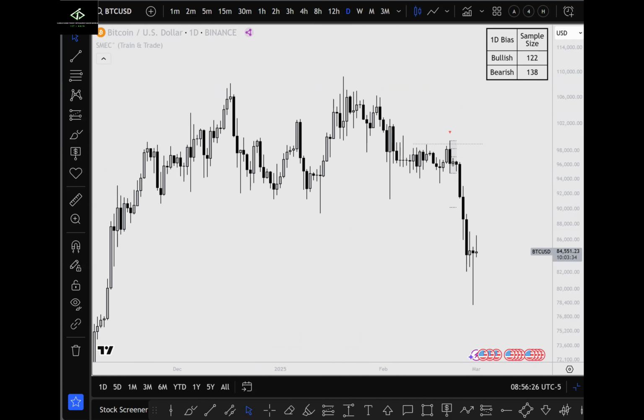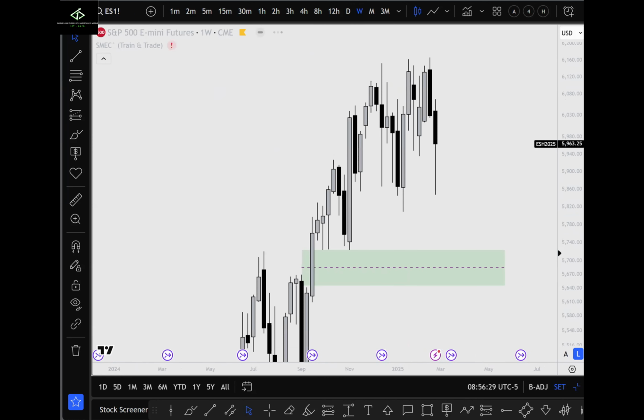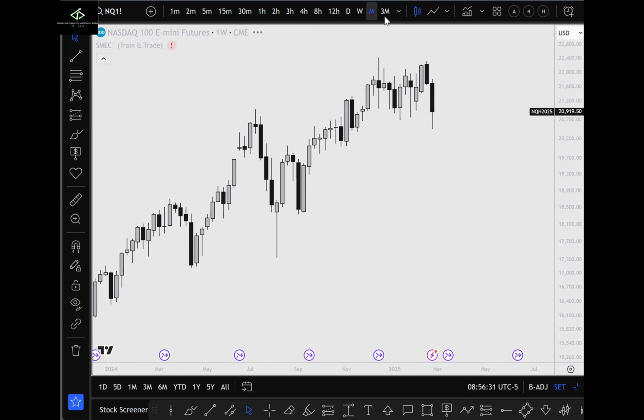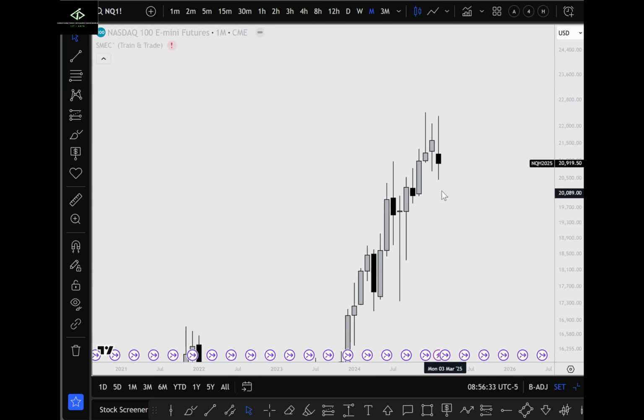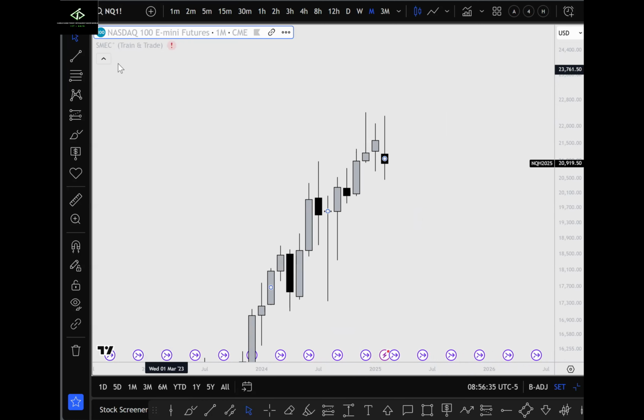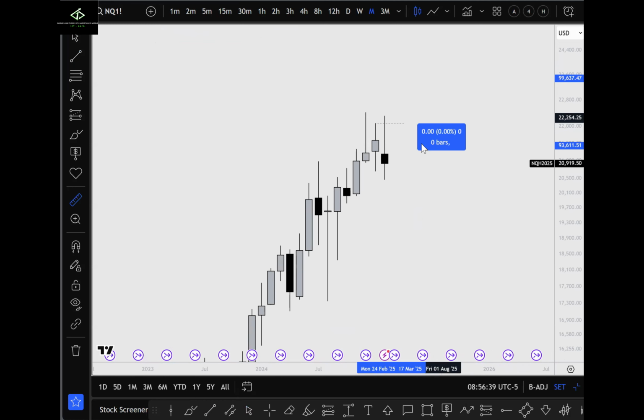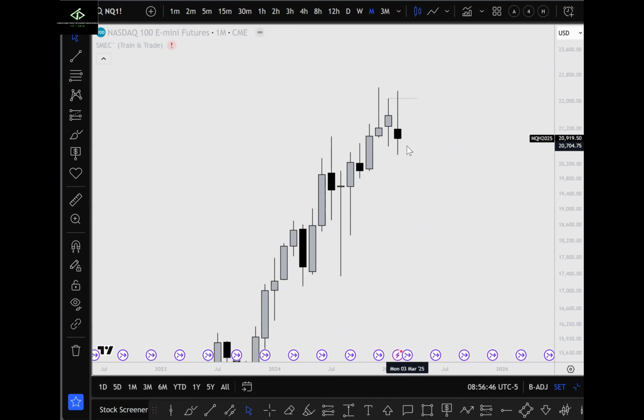Now, the reason why I'm actually bearish on indices, let me go to NQ, because on the monthly time frame, we actually just closed. And what do we have? We have this monthly engulfing candle. Price took out the prior month's high. We have a close beneath the opening price. And now this to me looks like we're just going to sell off.